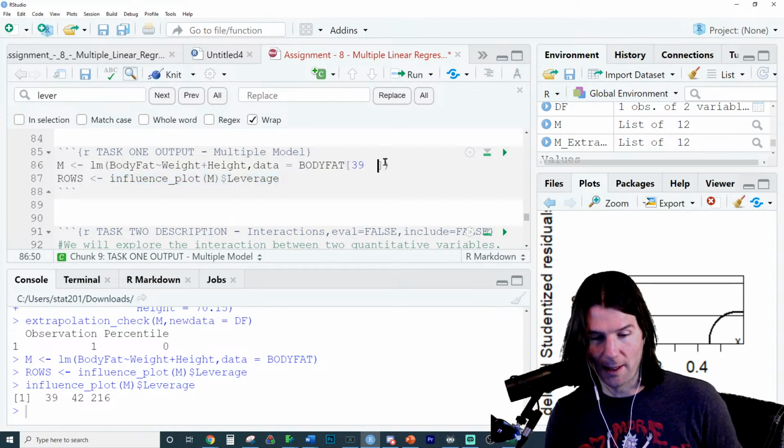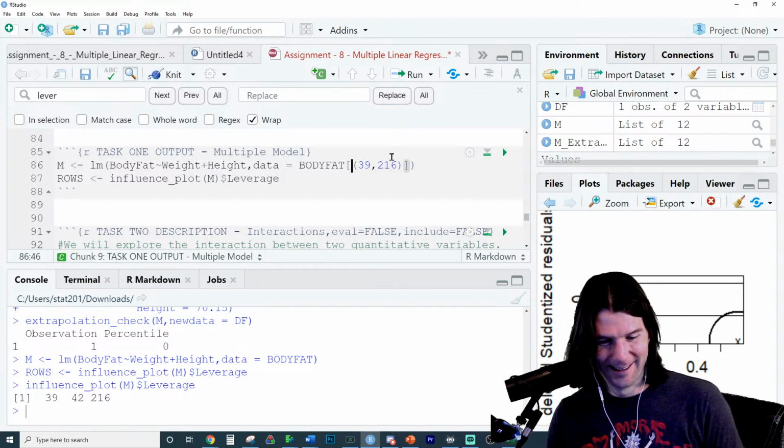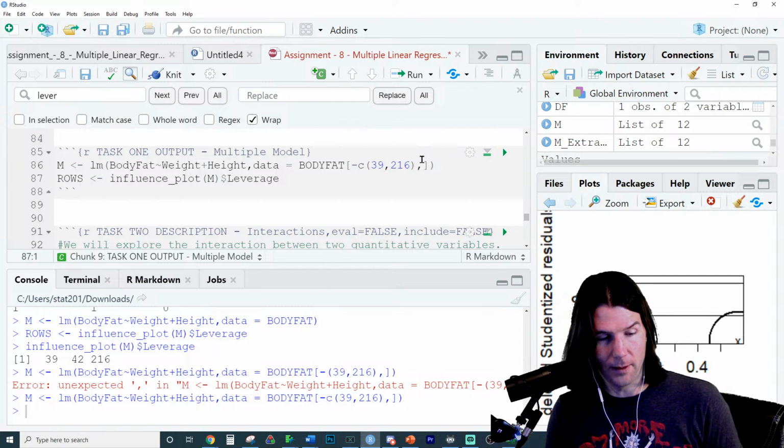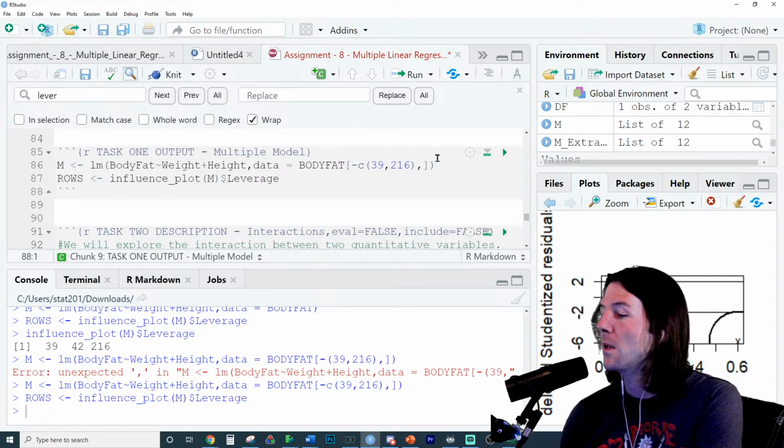Do not make the same model I am making. Someone's going to make this model and the graders are going to be like, what? Something with high leverage is what? I always do that wrong. Oh, I didn't concatenate. There we go. Okay, cool.